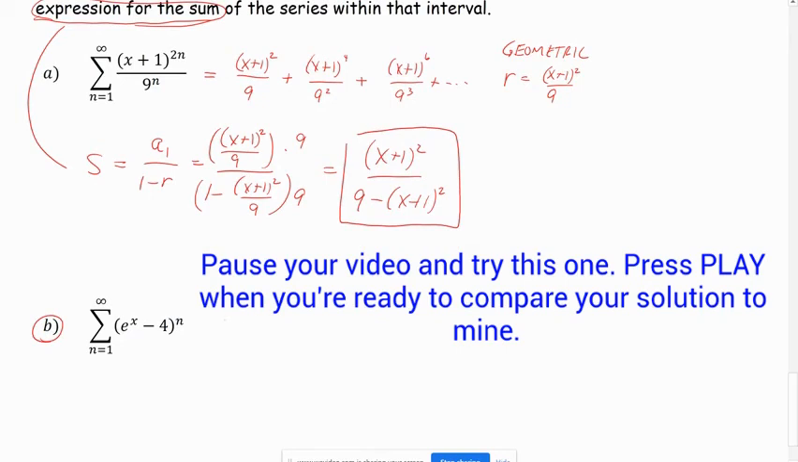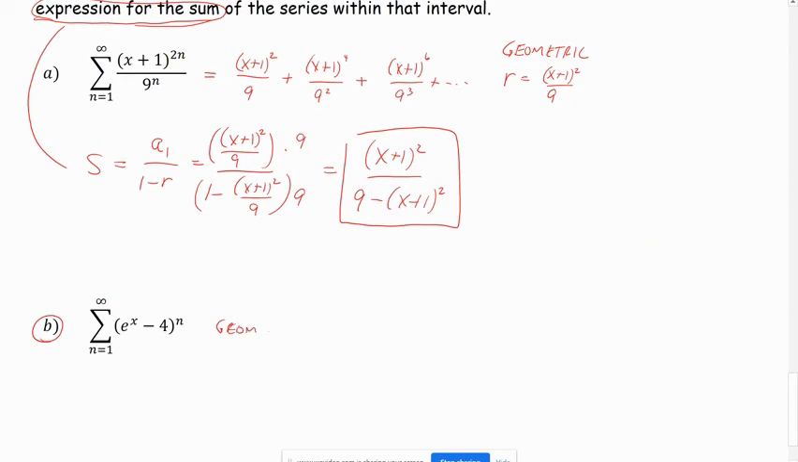Okay, so this is a geometric series with common ratio e^(x-4), because the series, if you expand it, is e^(x-4) to the first power, plus e^(x-4) to the second power, plus e^(x-4) to the third power, and so on.